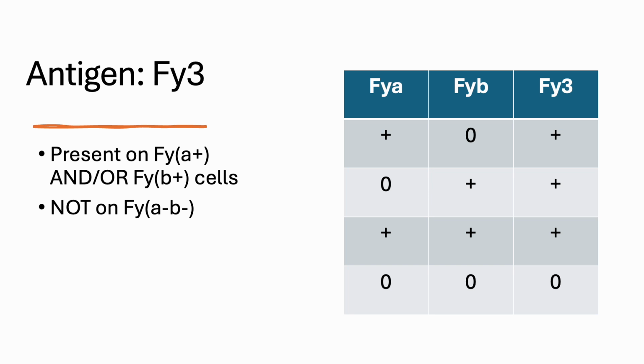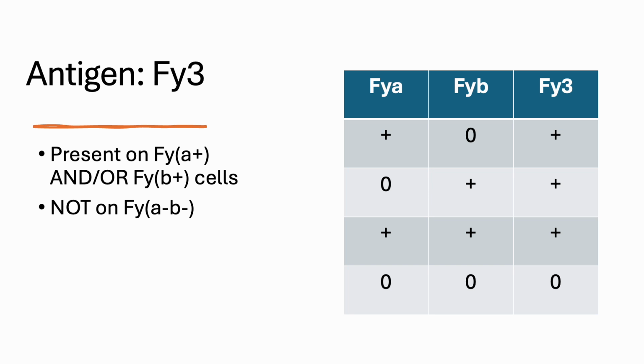FY3 is not encoded by a separate allele. Instead, it's a structural or conformational epitope that's present when either Duffy A or Duffy B is already expressed on the cell. So if a person has either antigen, they will also have FY3. The only ones that do not have FY3 are those that have the FY A negative, B negative phenotype. So those FY individuals of African descent also don't have FY3.